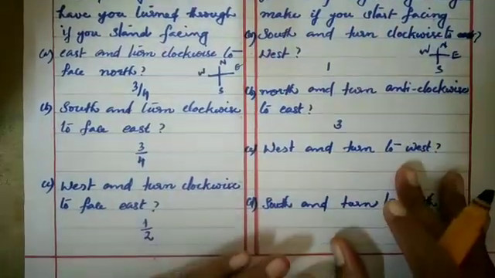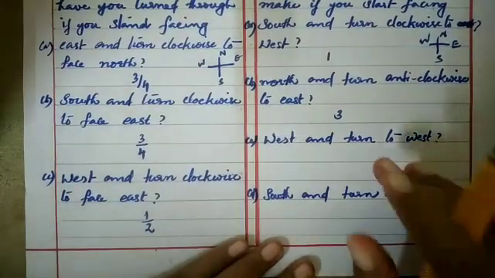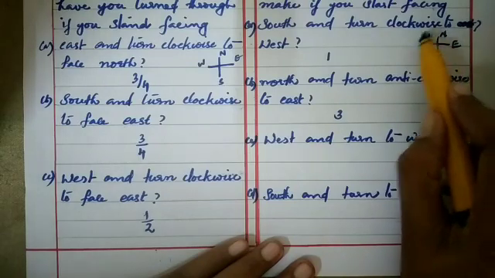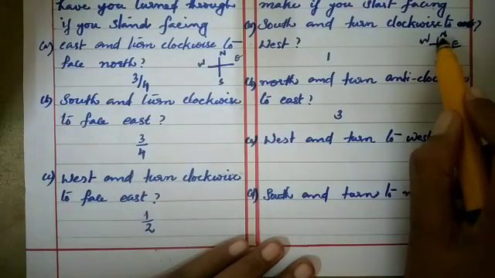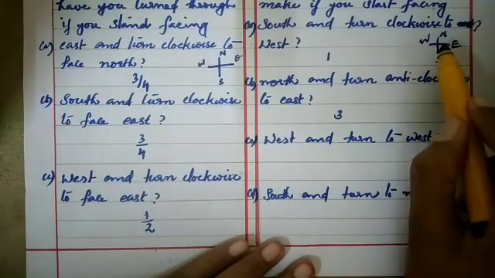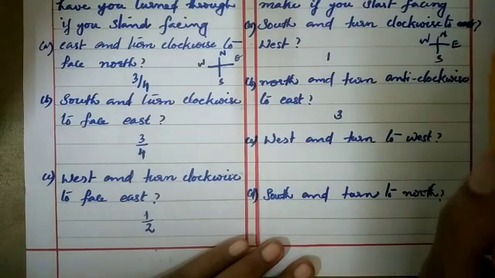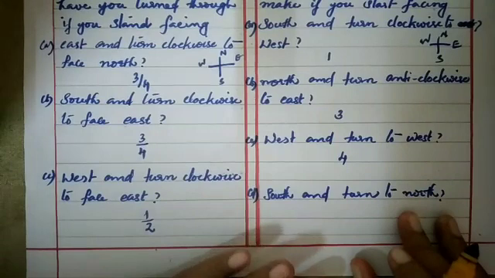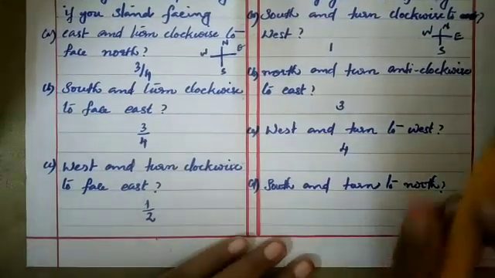Then next question, west and turn to west. So, west and turn to west is the complete revolution. Whether it is anti-clockwise or clockwise direction, it's one complete revolution. So, how many right angles? It is 4 right angles.